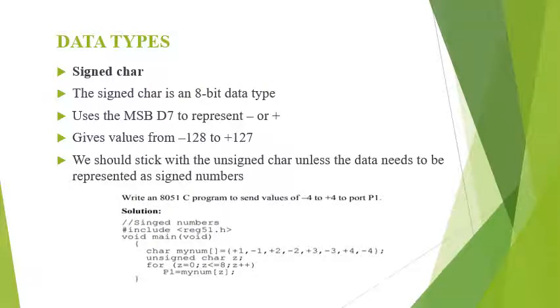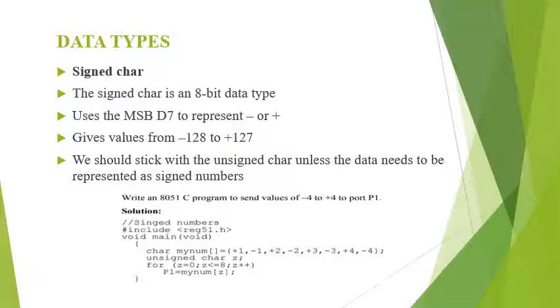Next data type is signed char. It is also an 8-bit data type. The MSB, the D7 bit, is used to represent whether the number is positive or negative, that is, unsigned or signed number. The range is from -128 to +127. So if the data has to be represented as a signed number, then we have to use the signed char data type. Else the unsigned char data type can be used.